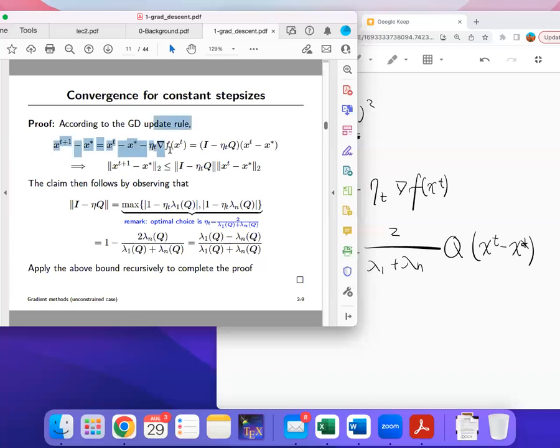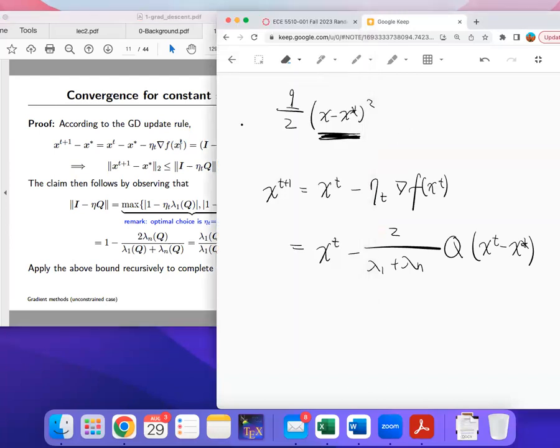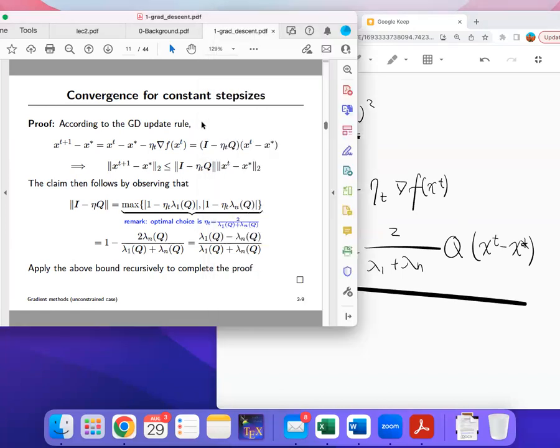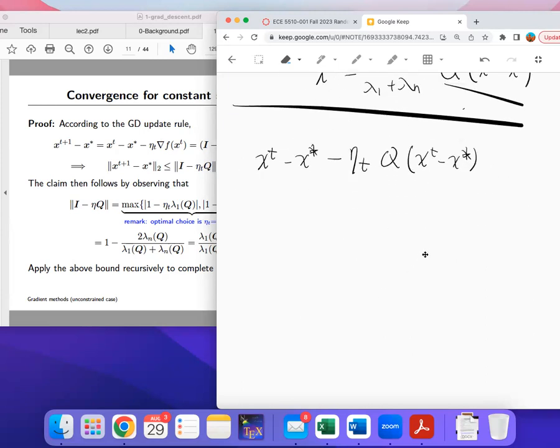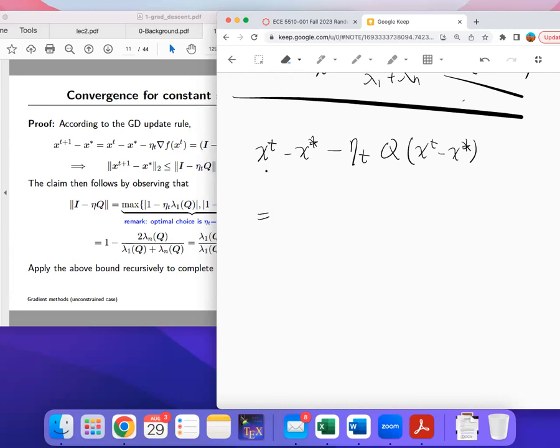And then what is this gradient term? In this example, the gradient is Q times (x_t minus x star), right? So you can combine them together to get this matrix-vector equation. Let me just write eta_t. Now the gradient for this quadratic example is Q times (x_t minus x star). Gradient f(x_t) is just this term. And then you can combine these two.